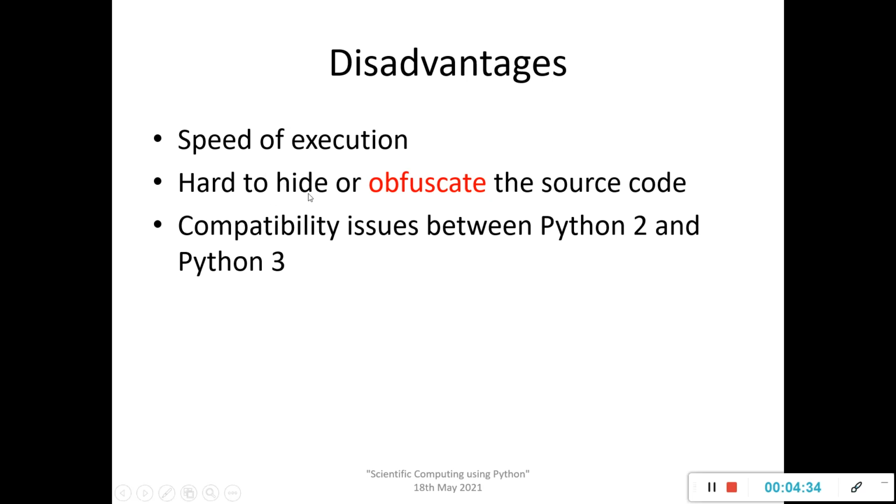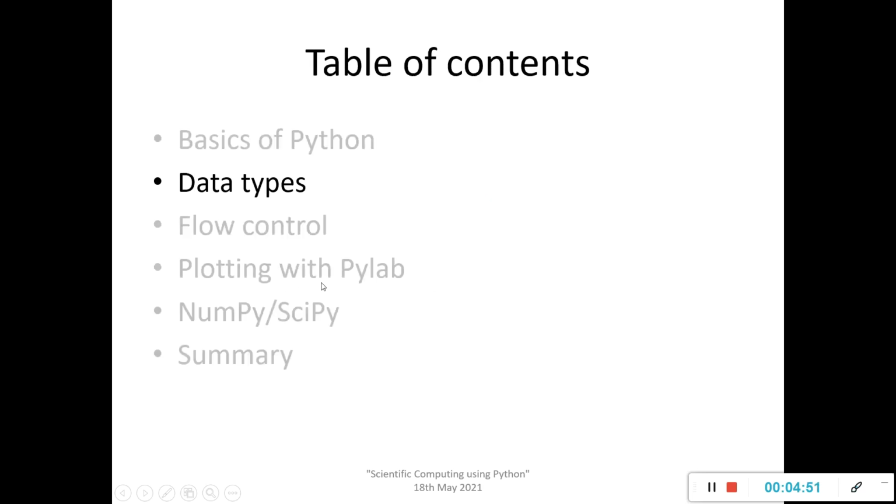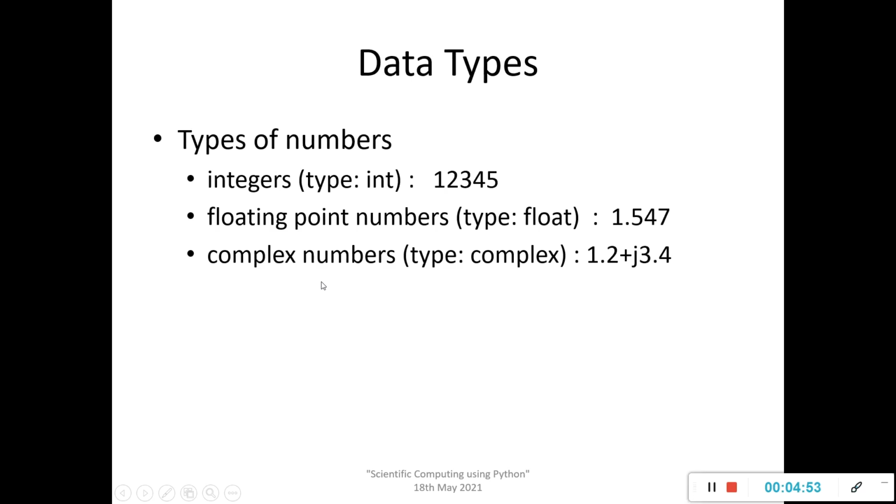It's very hard to hide or obfuscate the source code. Because of its expressive syntax, you cannot write a program which is very tough for anybody else to understand. Of course, there are a couple of compatibility issues between Python 2 and Python 3 versions, Python 3 being the latest one. Let's have a very quick look at data types.